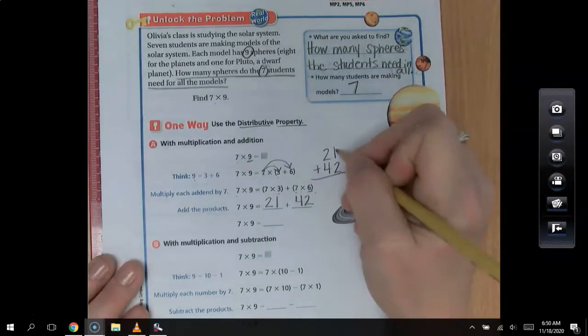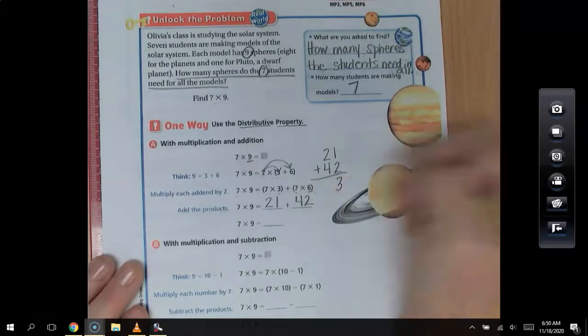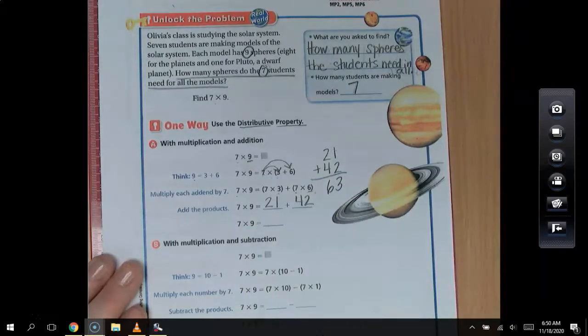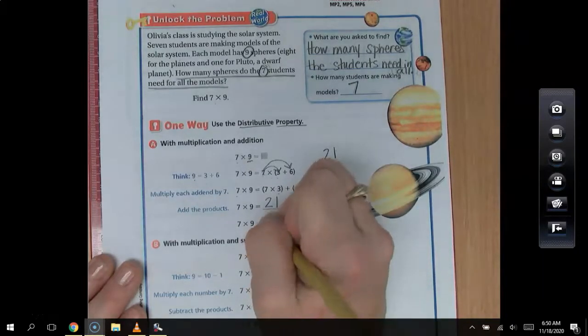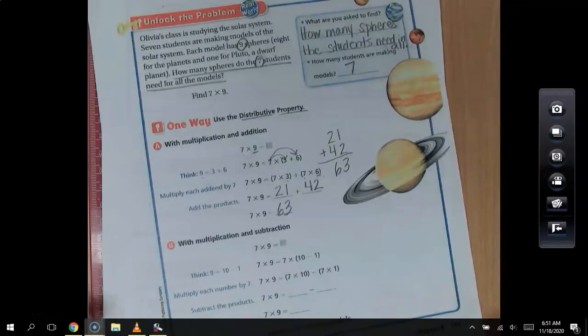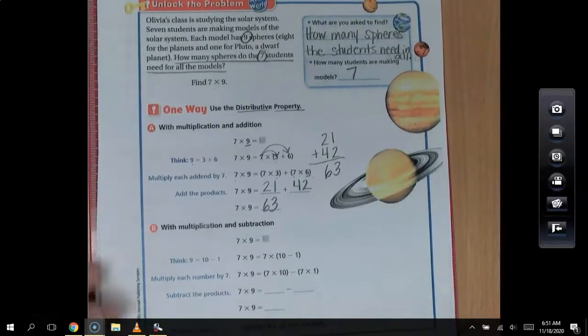I have 2 plus 1 is 3, and 4 plus 2 is 6. So 7 times 9 is 63. Good job. So you just used the distributive property to find what 7 times 9 is. Okay, let's look at part B.